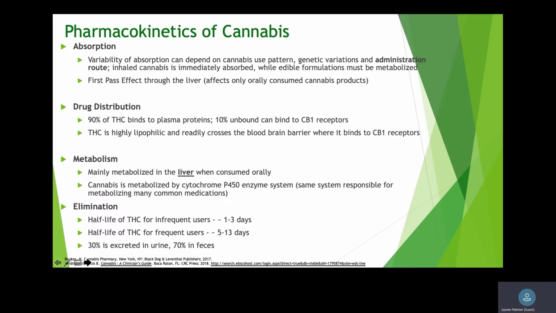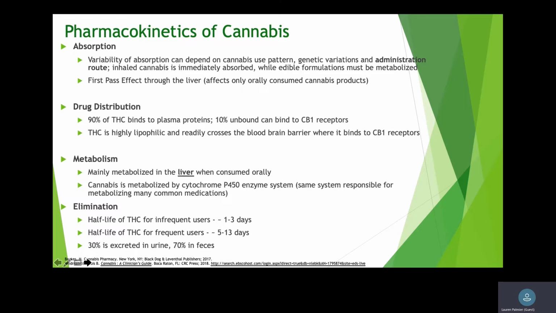As far as the distribution of cannabis, about 90% of THC binds to plasma proteins, while 10% is unbound, and that is what can bind to the CB1 receptors. THC is highly lipophilic and it readily crosses the blood-brain barrier where it binds to those CB1 receptors, and that is why we see those psychoactive effects.